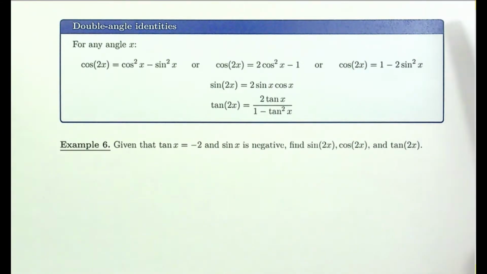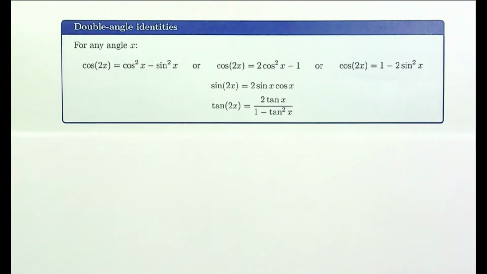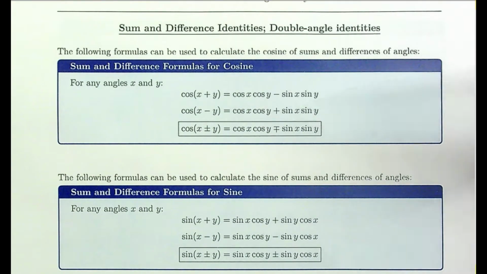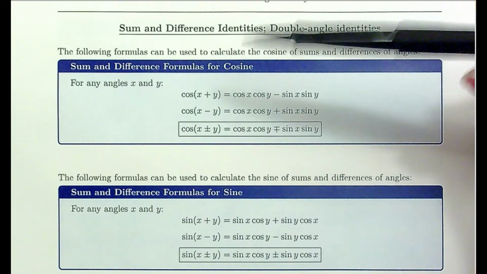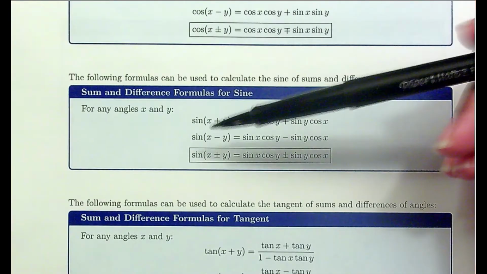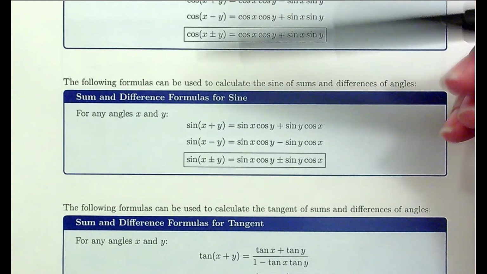Now, I'm going to take a moment, maybe a minute or two, to explain where these formulas come from, because the explanation is really easy. I think I have already mentioned that these formulas are actually special cases of the sum and difference identities. I mentioned that at the very beginning of this lesson. So for example, let's start with the double angle identity for sine, because it's the easiest one.